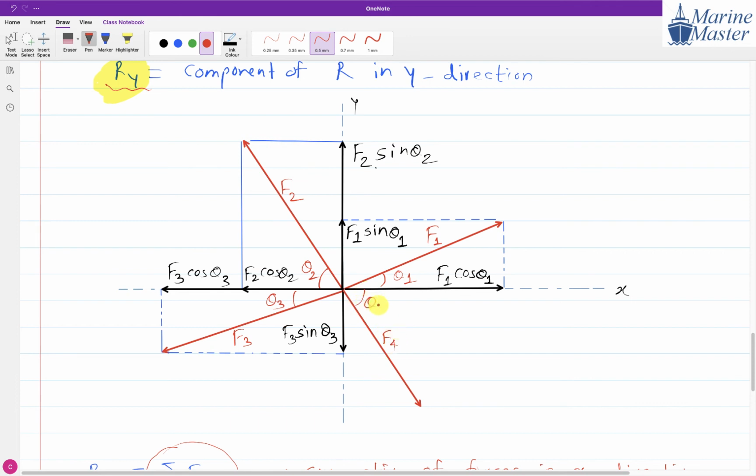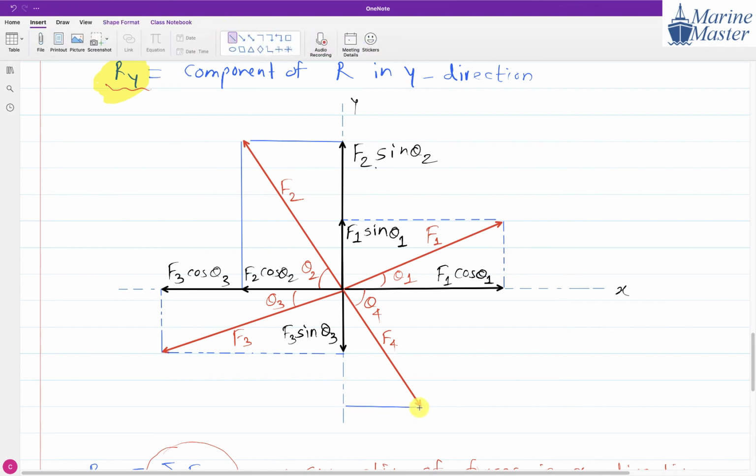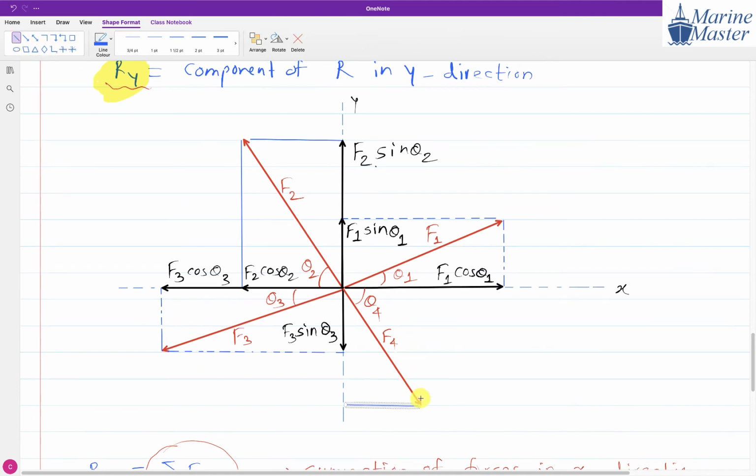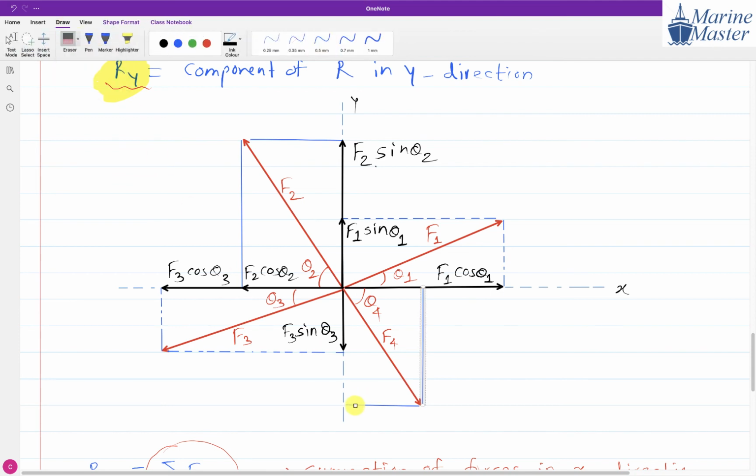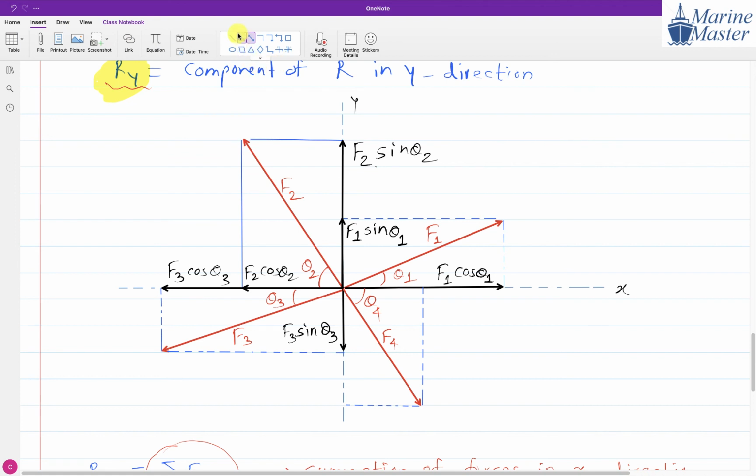F4 is making which angle? Theta 4. Yes, sir. And to get the components, what are we going to do? We are going to form a rectangle like this. You are getting my point? And we are going to make this rectangle dotted. Here we are making components by using the first way. We have seen 4 ways to get the components. So this is one component.